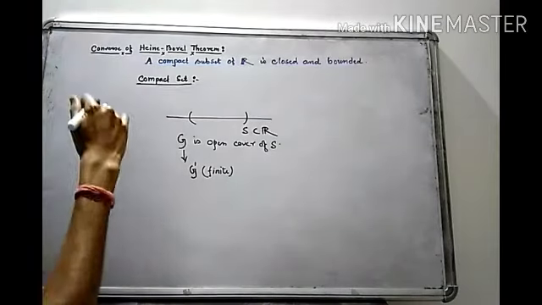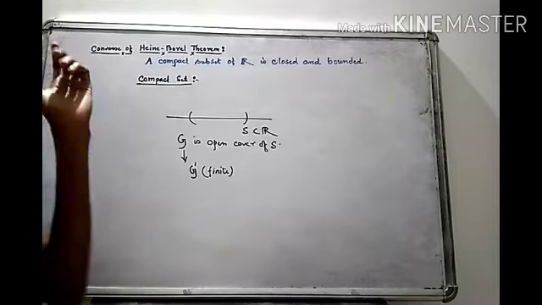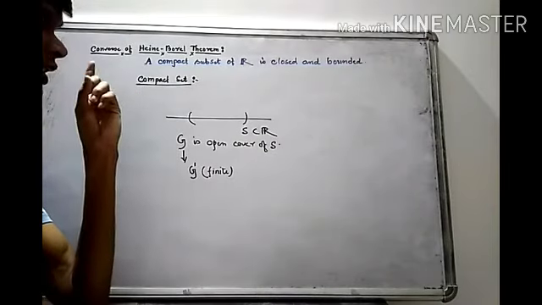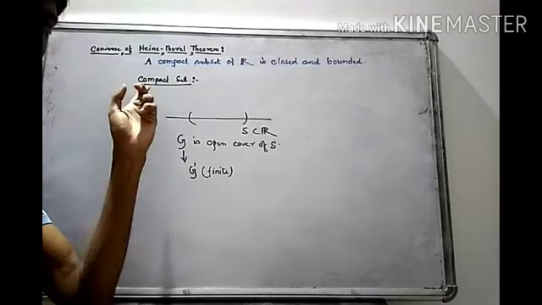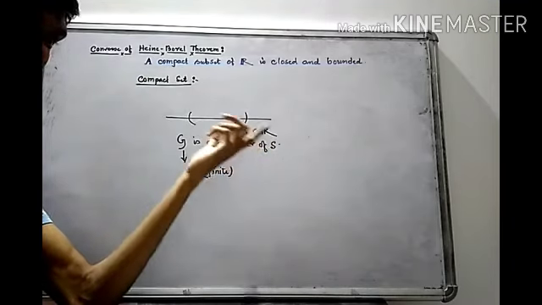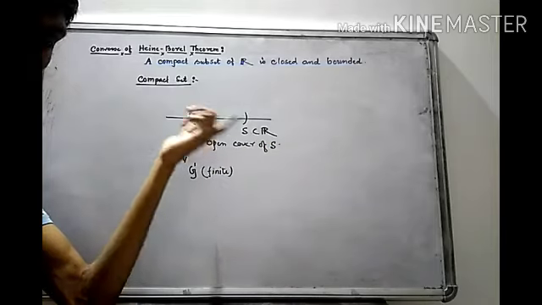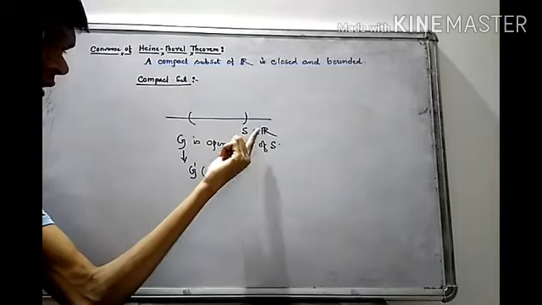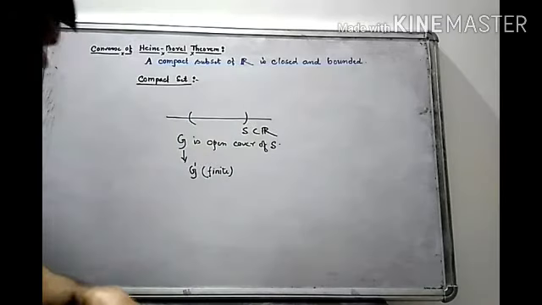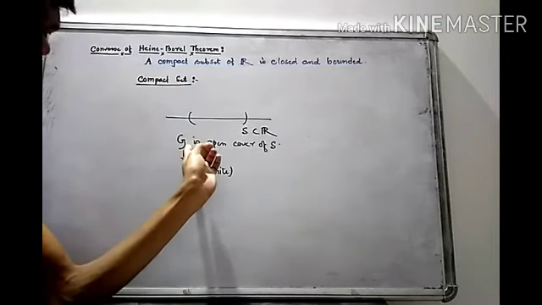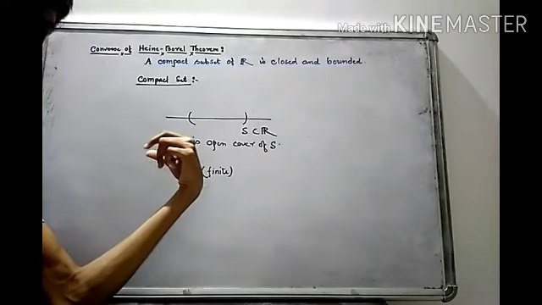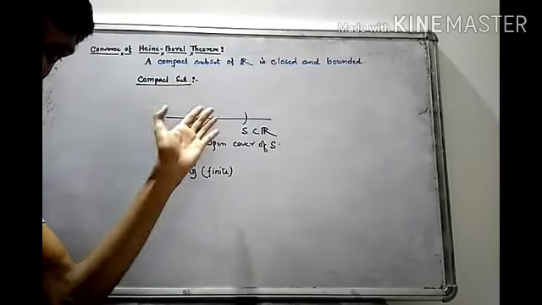Clear? So sometimes the statement of the Heine-Borel theorem is like that: a closed and bounded subset is a compact set. So again I am telling what the compact set is. A subset S of R is said to be a compact set if every open cover G of S has a finite subcover. Okay, clear?